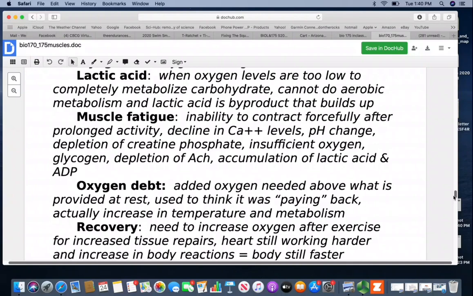The pH can change. It can become more acidic from having all of that lactic acid, depleting the creatine phosphate, insufficient oxygen to provide at the rate you need. Glycogen's depleted. You can deplete the acetylcholine so you can't even get the message to the muscle. And then accumulating the lactic acid and ADP.